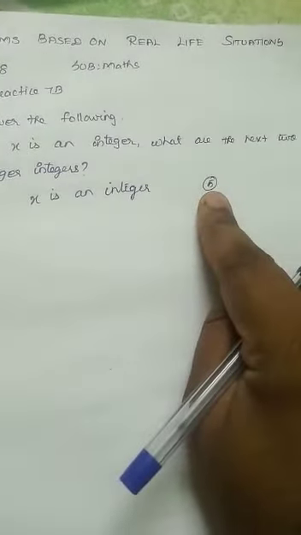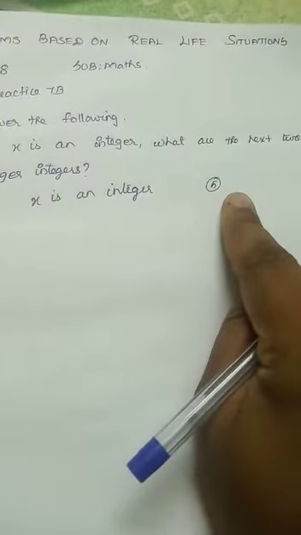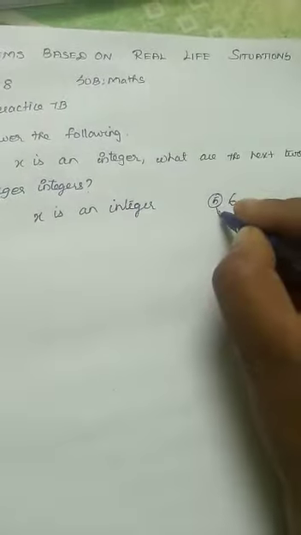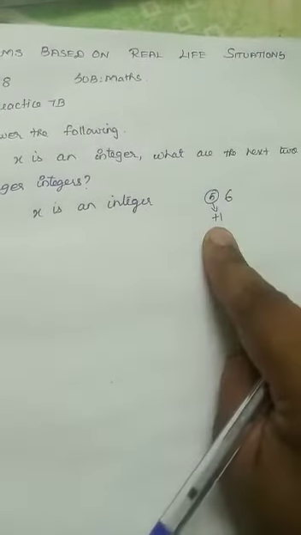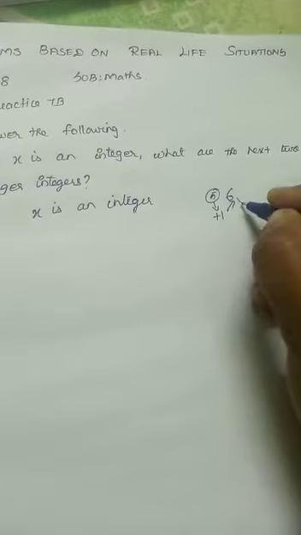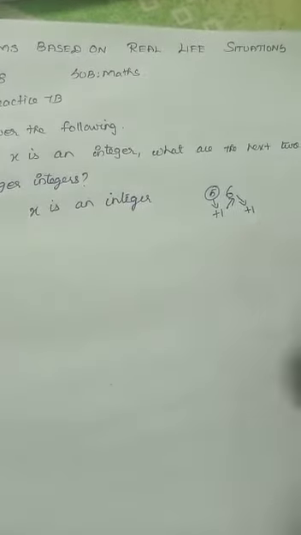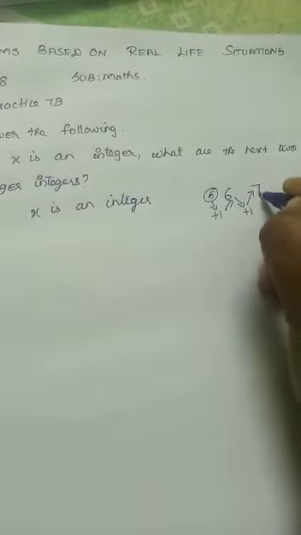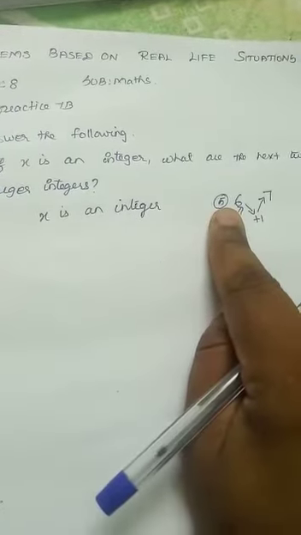For example, I have taken 5. What is the next larger integer? 6. How did you get this 6? We have added 1 to this, so that you are getting 6. Again, to get the other one, we can add plus 1 again to get the next larger integer 7, isn't it? For example, we have used 5.